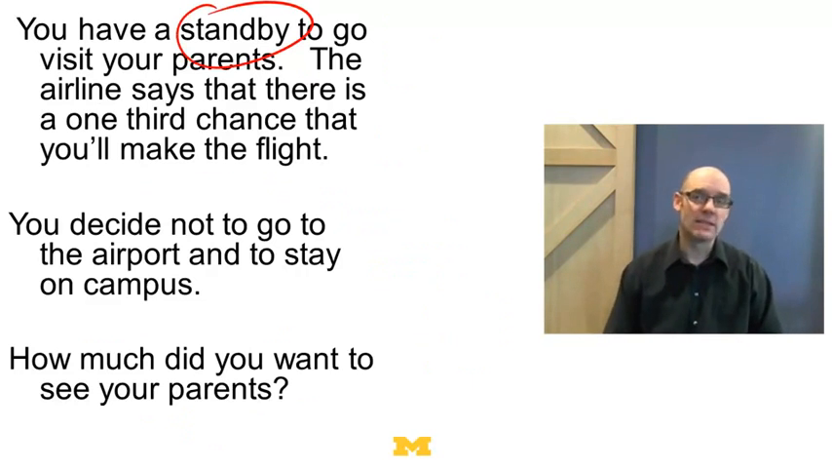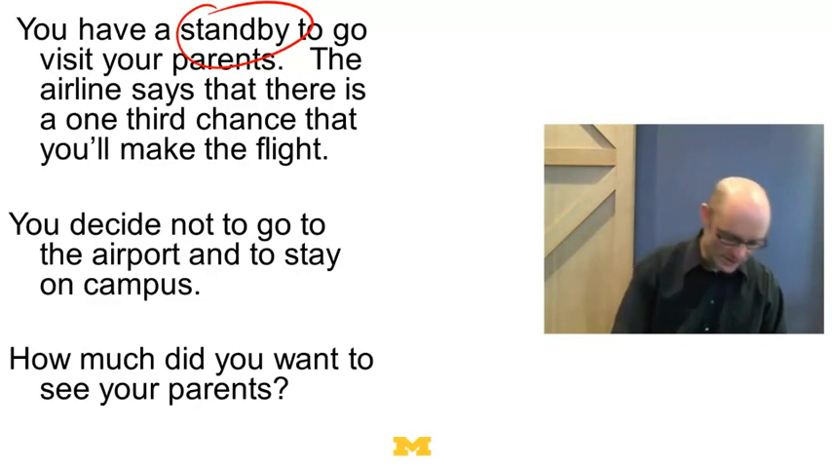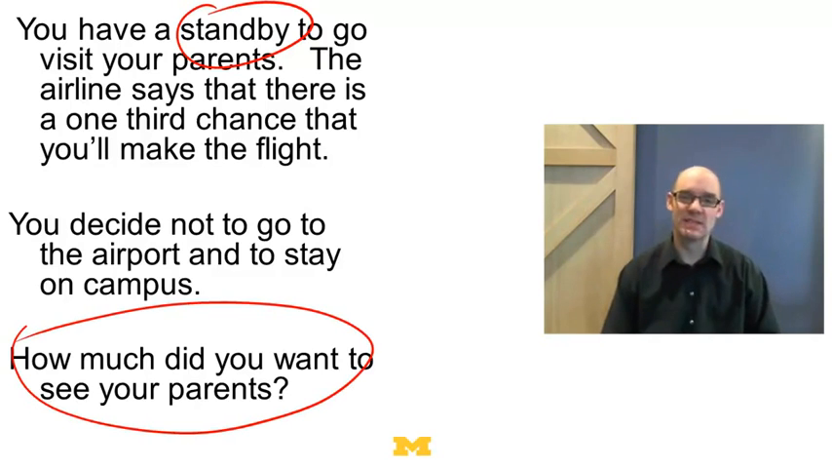You call the airline on the morning of the flight, and there's a 1/3 chance that you're going to make the flight and a 2/3 chance you're probably not going to make it. So you've got to decide: do you go to the airport, or do you just stay on campus and not go home for the weekend? Well, suppose you decide not to go. You can use a decision tree to find out exactly how much you really wanted to see your parents.